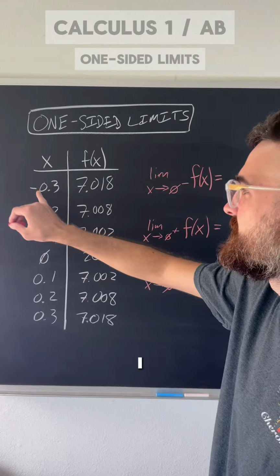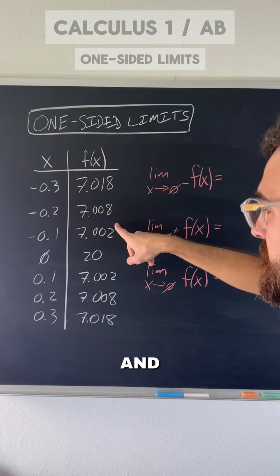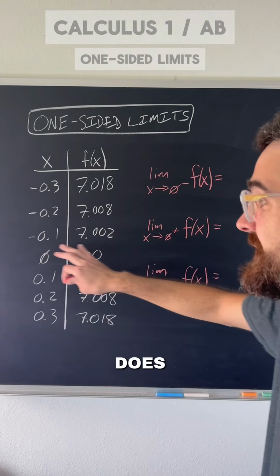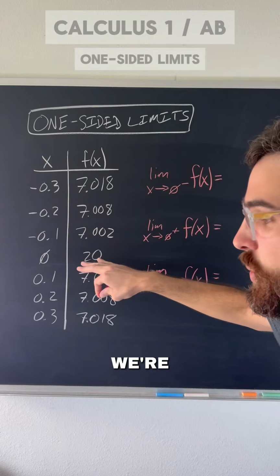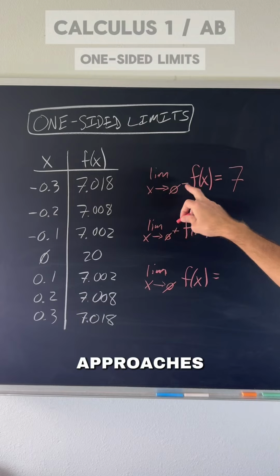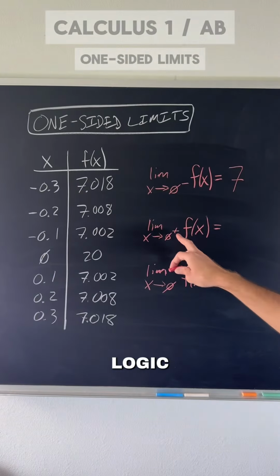Here we see as I move closer and closer to 0 from the left, my y values seem to get closer and closer to 7. Note again, the y value at x equals 0 does not matter because we're looking at what we approach, not necessarily what we're at. Therefore, we'd say the limit of f of x as x approaches 0 from the left side would be equal to 7.